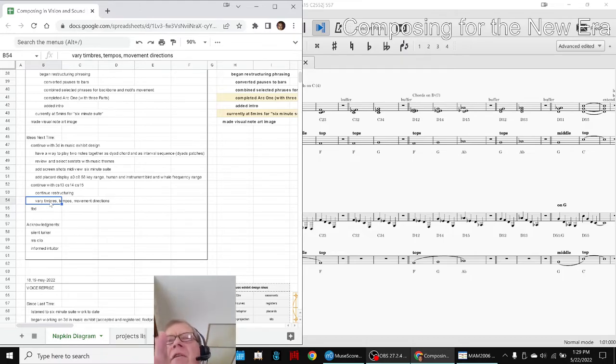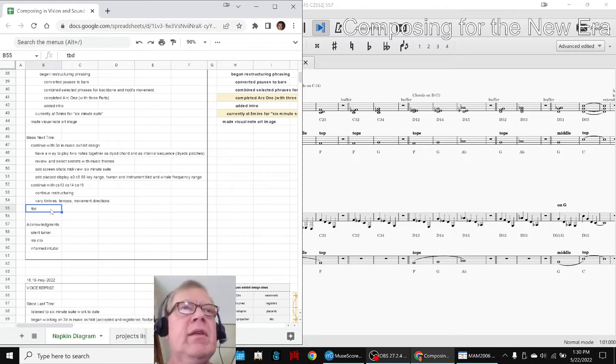Also, everything's currently at the same tempo, and we know in order to keep aural interest, you've got to vary things. You got to change them up. So we're looking at tempos and movement directions, and our good old friend to be determined.